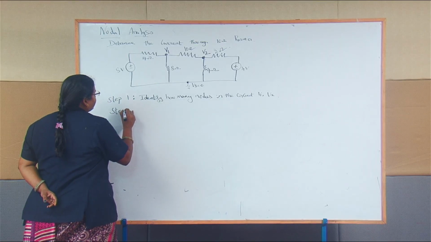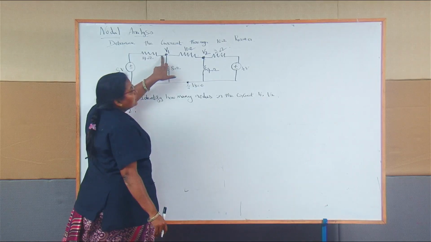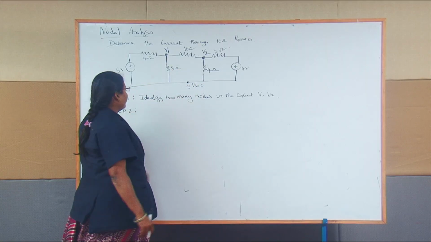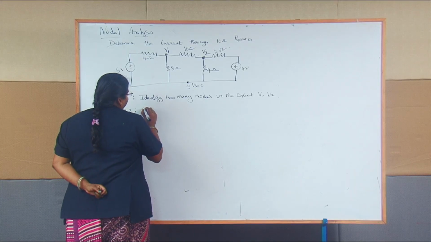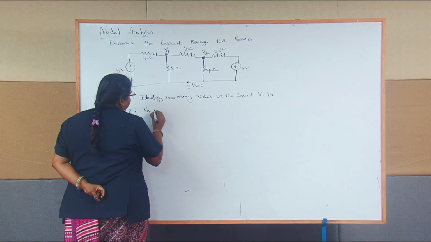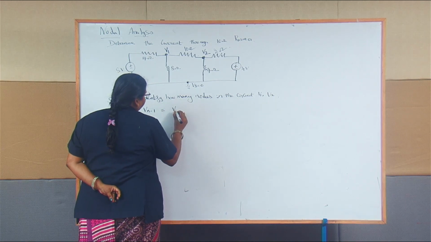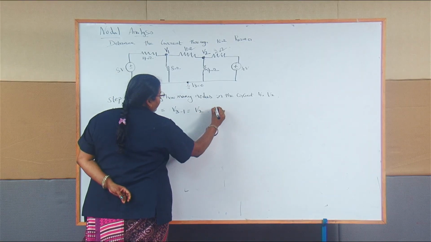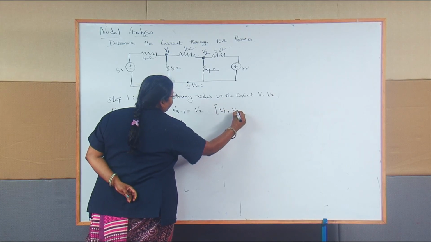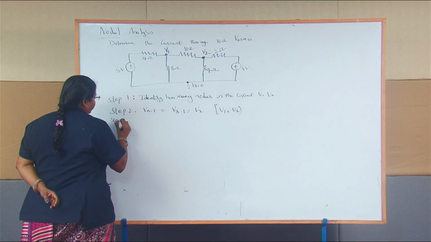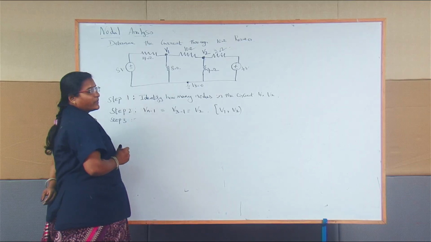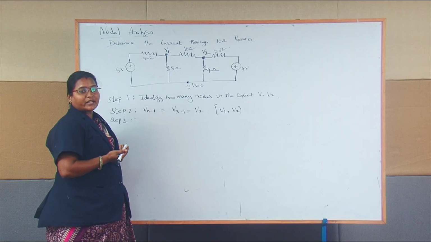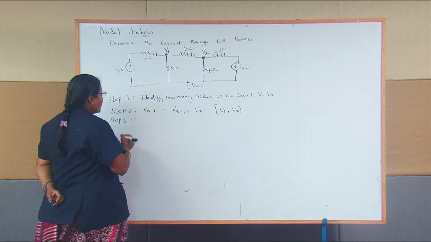Next, step 2. You have to label the nodal voltages V1, V2 and V3. The total number of nodes is 3, so 3 minus 1, the total nodal voltages is 2, which are V1 and V2. Step 3: like mesh analysis, here also you can go with 2 methods. You can use the inspection method or you can apply KCL.